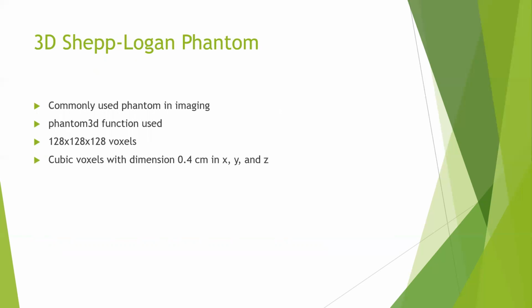Our second data set was the 3D Shepp-Logan phantom. It is a commonly used phantom in imaging, and we have used the phantom3d function. The voxels are of size 128 by 128 by 128, and the cubic voxels are again with dimension of 0.4 centimeters in X, Y, and Z directions.